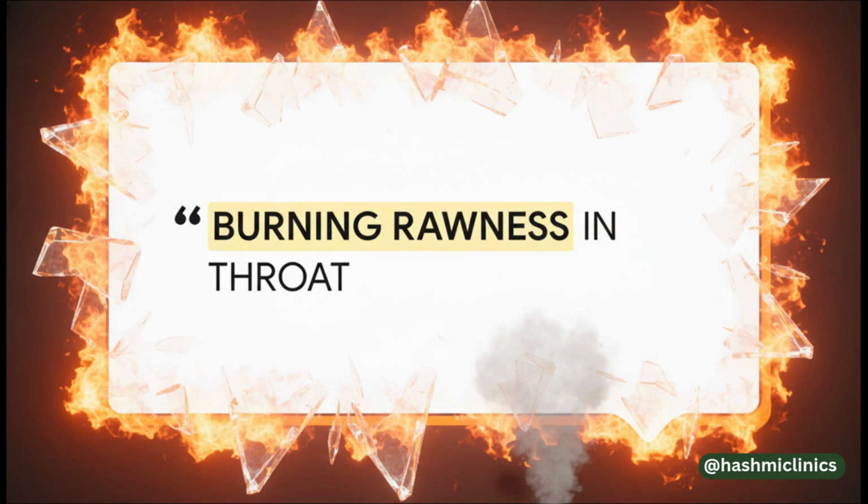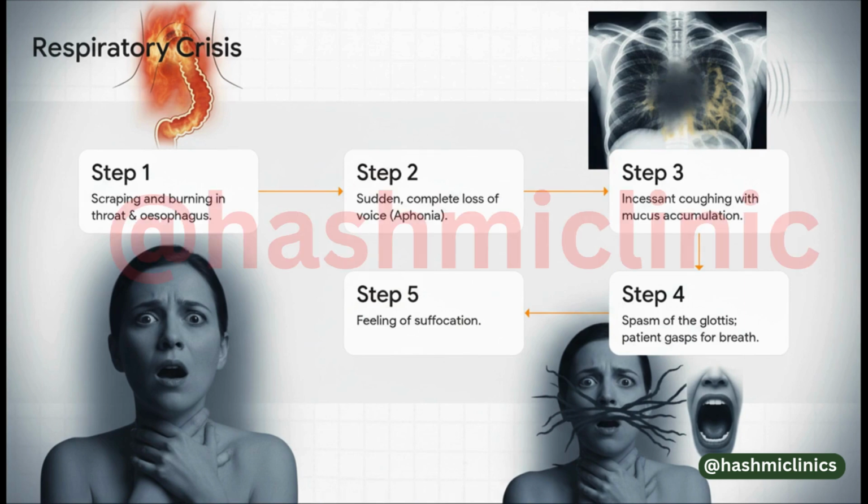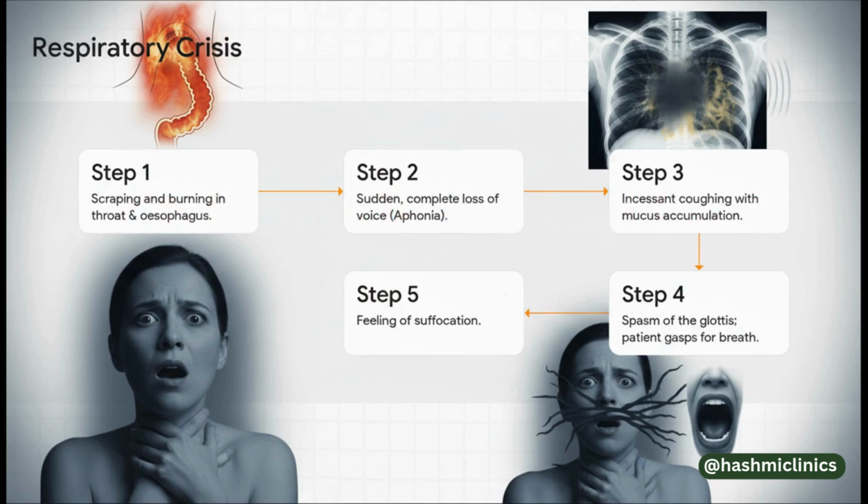And we're not talking about a simple sore throat here. No. Imagine the feeling of a surface that's been scraped completely raw and then had something caustic poured on it. That's the sensation. It's intense. So look at how quickly an acute crisis can unfold. It starts with that scraping, burning feeling in the throat and esophagus. Then boom, suddenly the voice is completely gone. Total aphonia. From there, it gets really serious. The coughing is nonstop, mucus builds up, and then you get a spasm of the glottis.